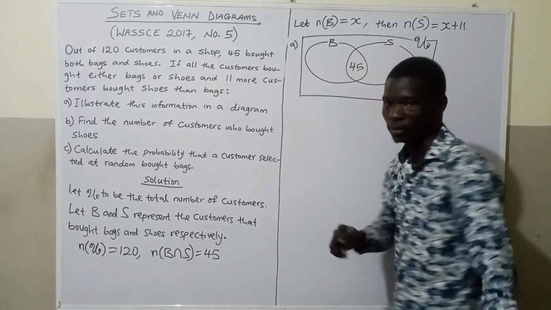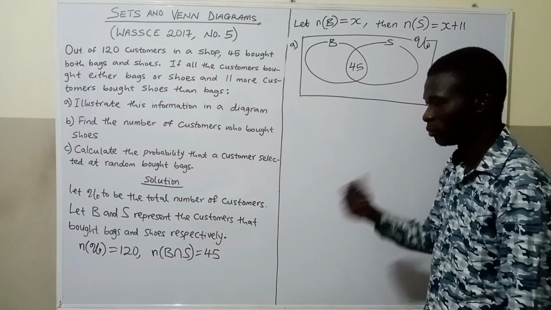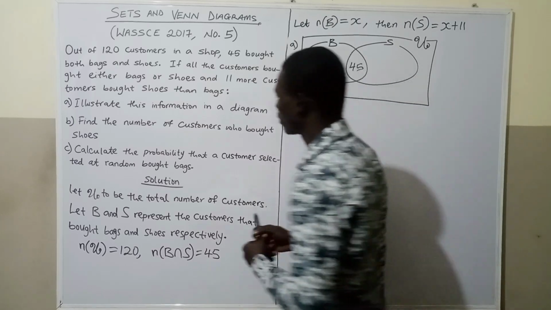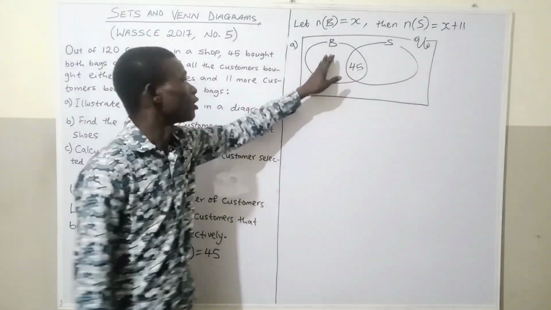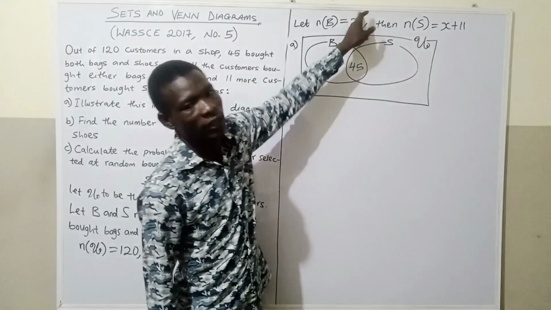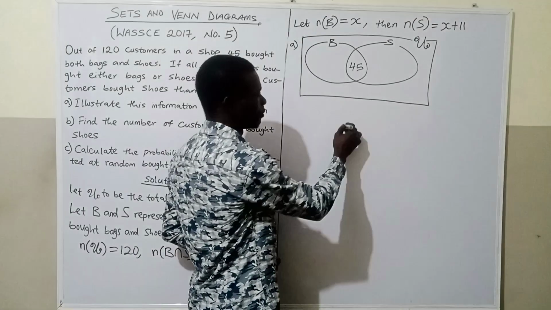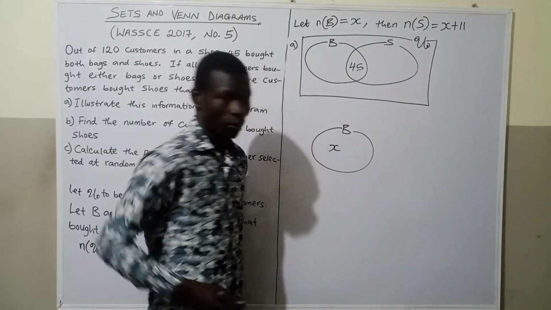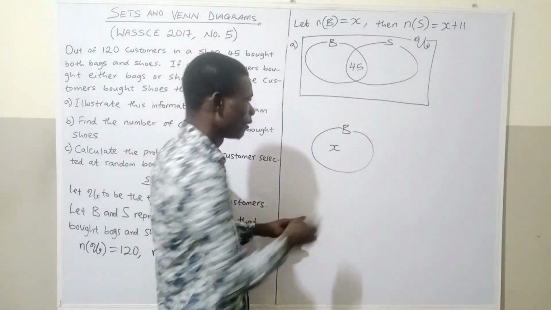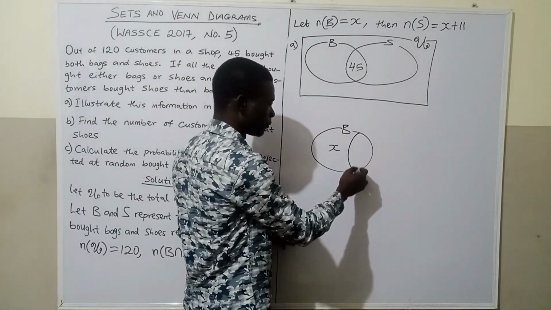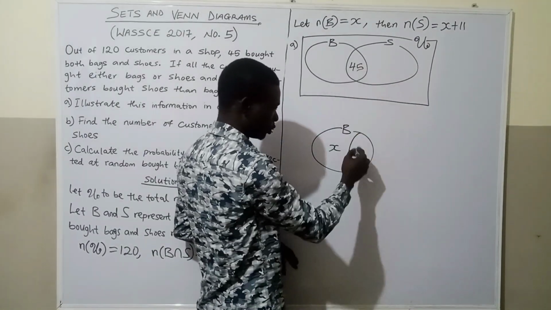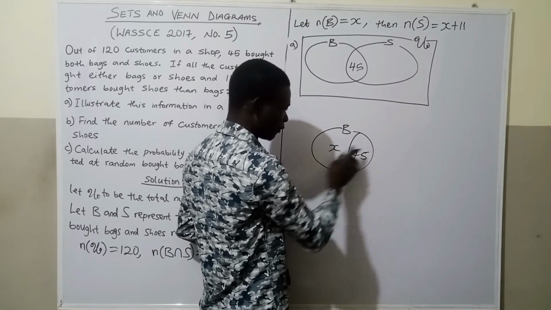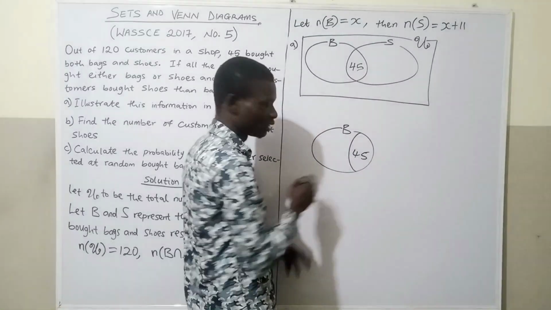Those are the ones that combine shoes and bags. They bought shoes and they bought bags. Now, how many customers bought bags? Customers that bought bags, there are X of them. But of this X, 45 have been cut off for those that bought both bags and shoes. So 45 has been cut off from this X. So what will you now be left with?